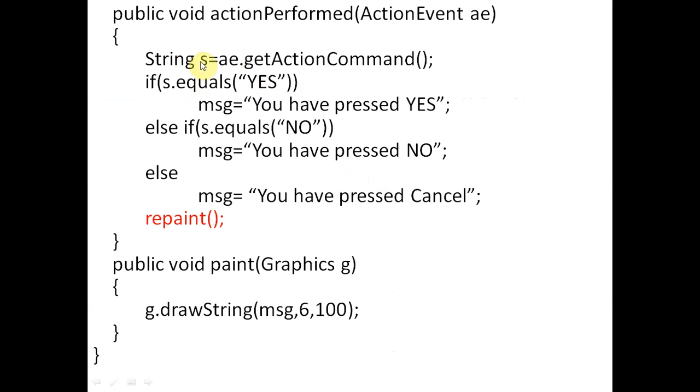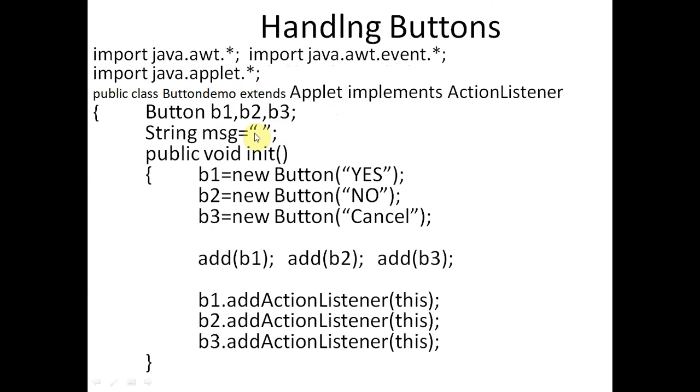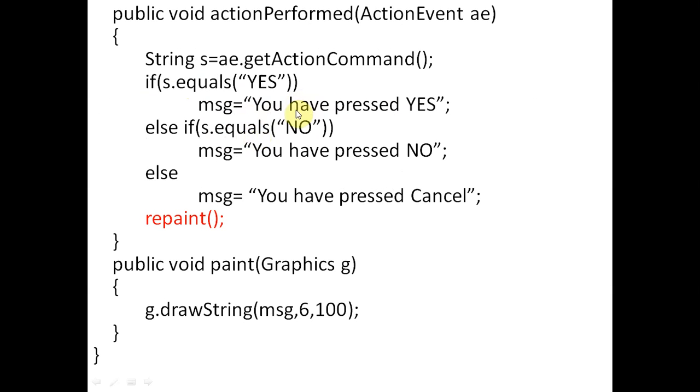So yes is copied here in s, and s dot equals yes. So we are comparing s with the yes string. Already we have yes in the s variable, so we are comparing it. If both are the same, then the message is: you have pressed yes. Initially the message is blank, and now we have copied this message into the message variable.